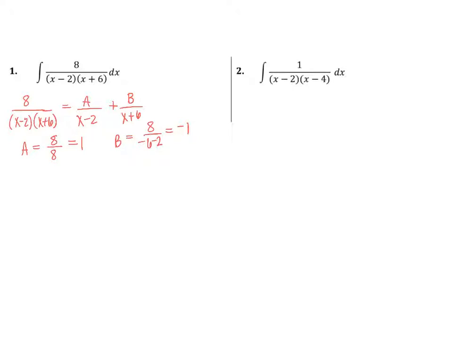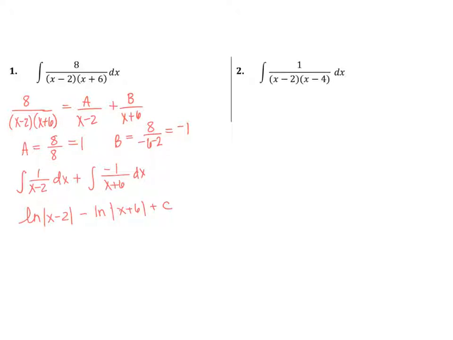So now we're ready to integrate these. We have the integral of 1 over x minus 2 dx plus the integral of negative 1 over x plus 6 dx. And so when we integrate these, we have the natural log, the absolute value of x minus 2, minus natural log, absolute value of x plus 6, and then that's going to be plus c. Okay, moving on to number 2, very similar.